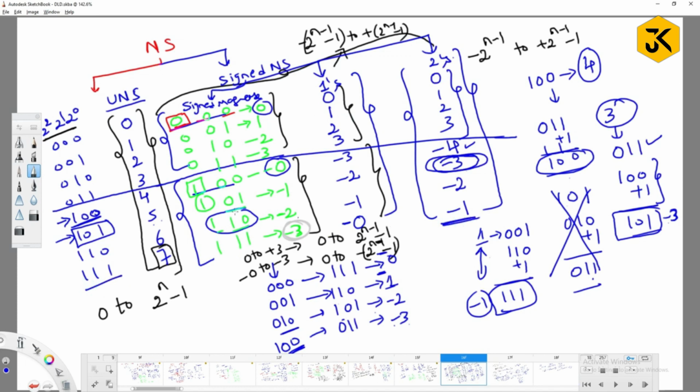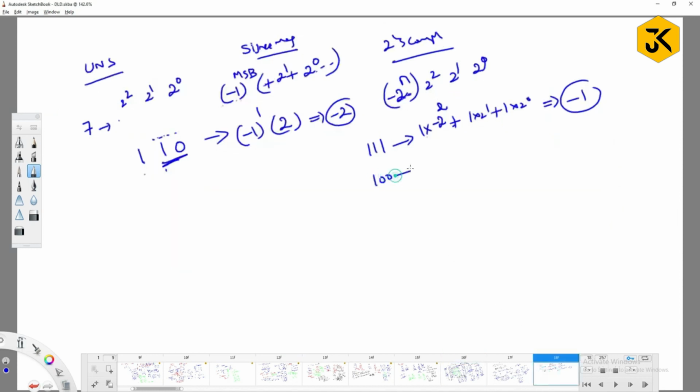So check out anything. Take out 100. 100 means 0 into 2 power 0, 0 into 2 power 1 plus 1 into, sorry, minus 2 power 2. So you are going to get minus 4. Right, guys, try to observe. I am trying to modify a small thing.